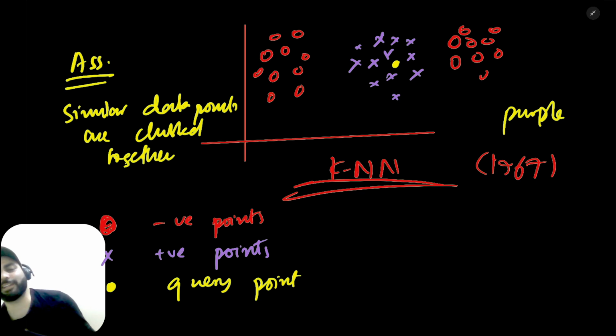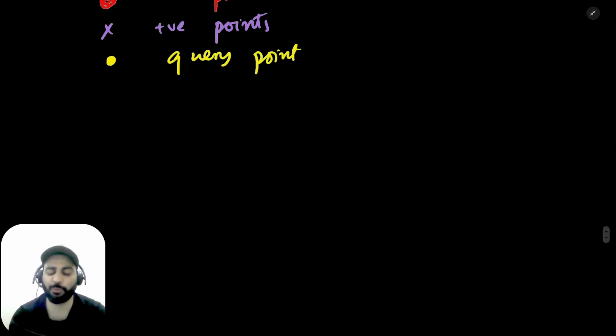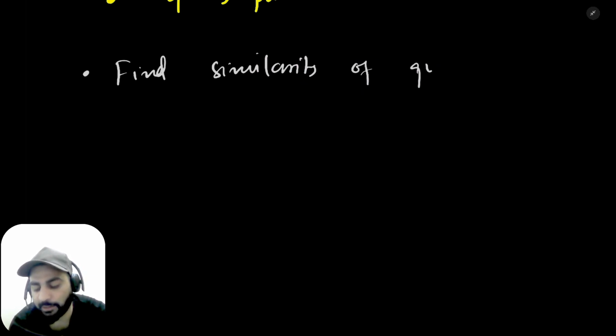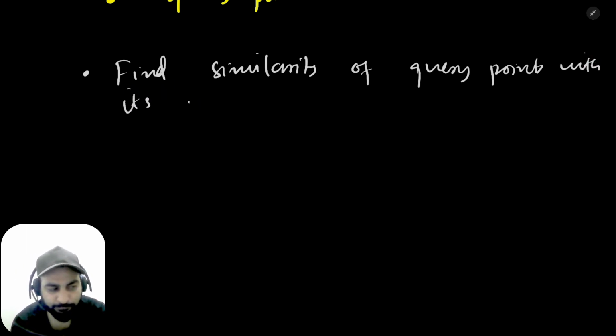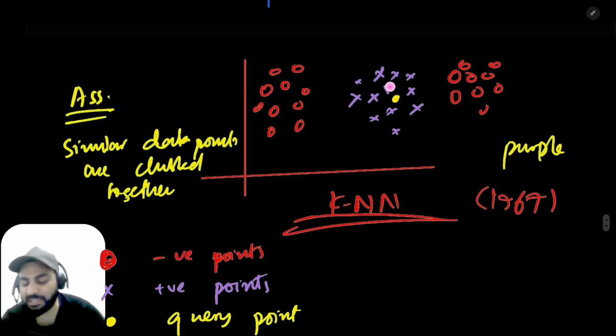The best thing about KNN is it doesn't require training. You have data, and you directly use it. Now I'll show it to you geometrically. What you do is you find the similarity of the query point with its neighborhood. That means you have a query point and you look at its neighbors, and if the neighbors are, let's suppose, of one type, then it's of that type. If the neighbors are of multiple types, then you do a majority vote.